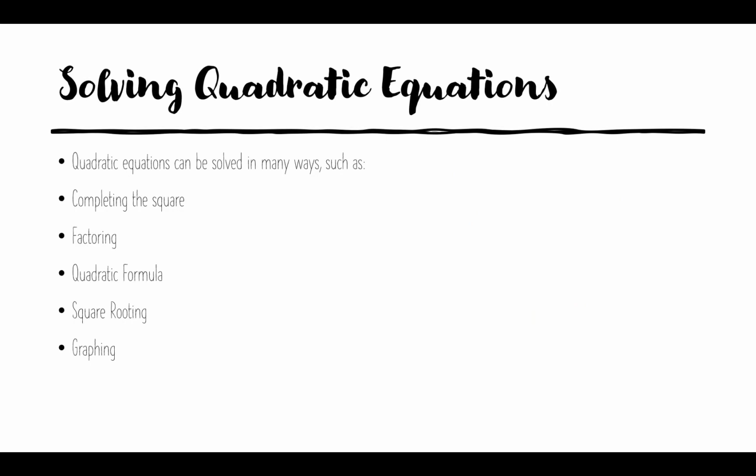Now let's talk about solving quadratic equations. So quadratic equations can be solved in many ways, and when we talk about solving a quadratic equation, we talk about finding the solutions or x-intercepts. We have many methods to do so, such as completing the square, factoring, quadratic formula, square rooting, and graphing. And these are some of the most important methods used when it comes to quadratics in Algebra I.